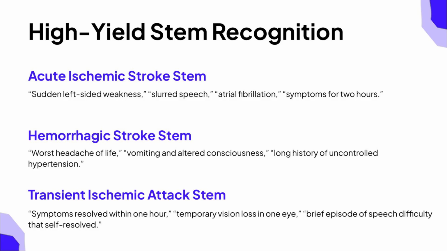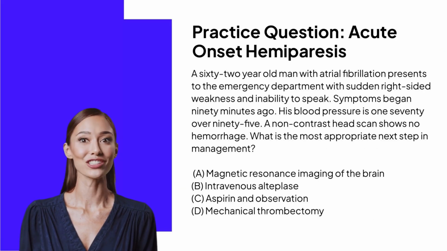Let us break down the 3 most common stroke stem patterns you will see. The acute ischemic stroke stem gives you sudden focal deficits, a clear onset time, and risk factors like atrial fibrillation. The hemorrhagic stroke stem hits you with worst headache of life, vomiting, and severe hypertension. The transient ischemic attack stem describes symptoms that have completely resolved, often lasting less than an hour. Each of these patterns leads to a completely different next step, and the exam expects you to know which path to take immediately. Let us work through this question together.